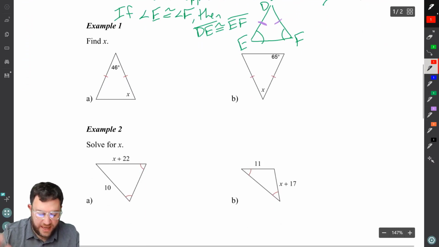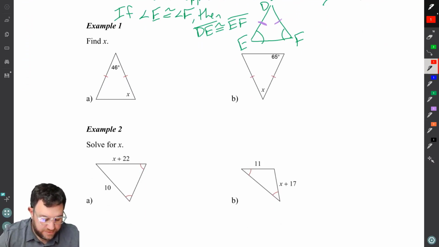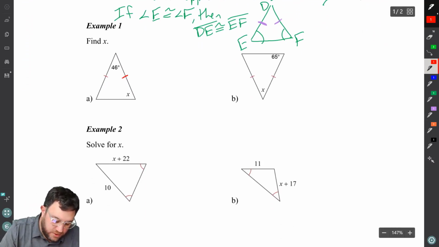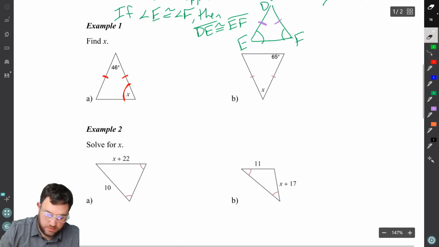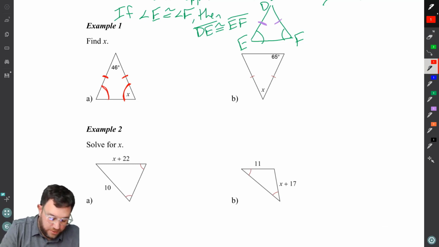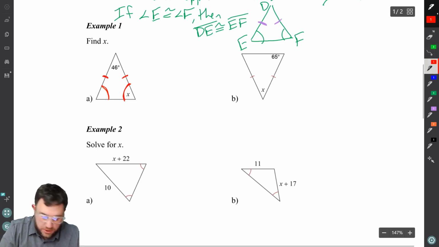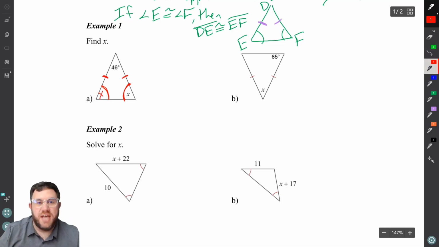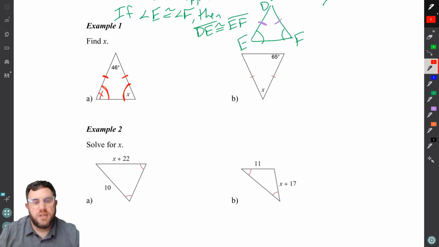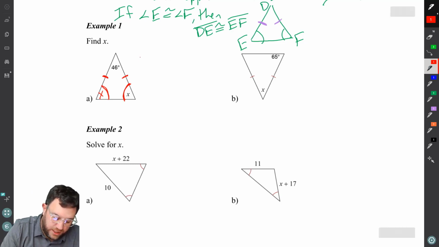So using that concept, for example 1, we want to find x. We know that these two sides are congruent. That means that these two angles have to be congruent. So if they're congruent, what is the measure of this angle? Well, we don't know, but we know it's the same as the x, so we'll call it x. So now we've got something in for all three angles, and what do the three angles of a triangle add up to? They add up to 180.